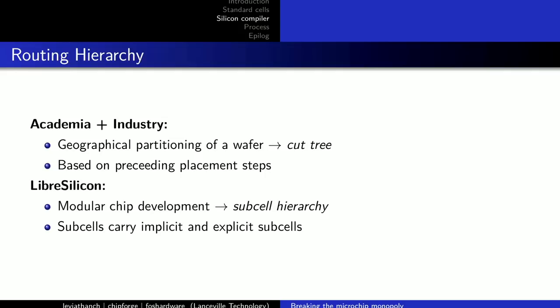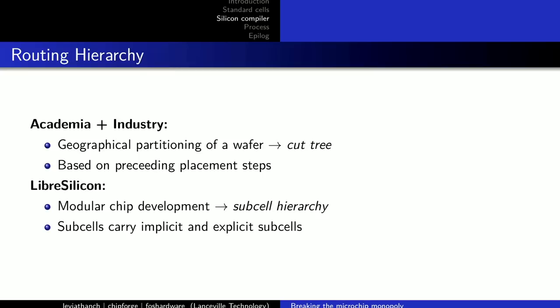Okay, so the geographical partitioning of a wafer is called floor planning, or the placing step. This results in a cut tree. This is how they do routing hierarchies. They just divide the wafer into smaller pieces and then do the following steps based on this placement. What we want to do is have subcell hierarchies, and those subcells are either explicit, explicitly developed. For example, Rocket Chip is very modular, and it has many explicit Verilog modules you can use, place and route, and then reuse.